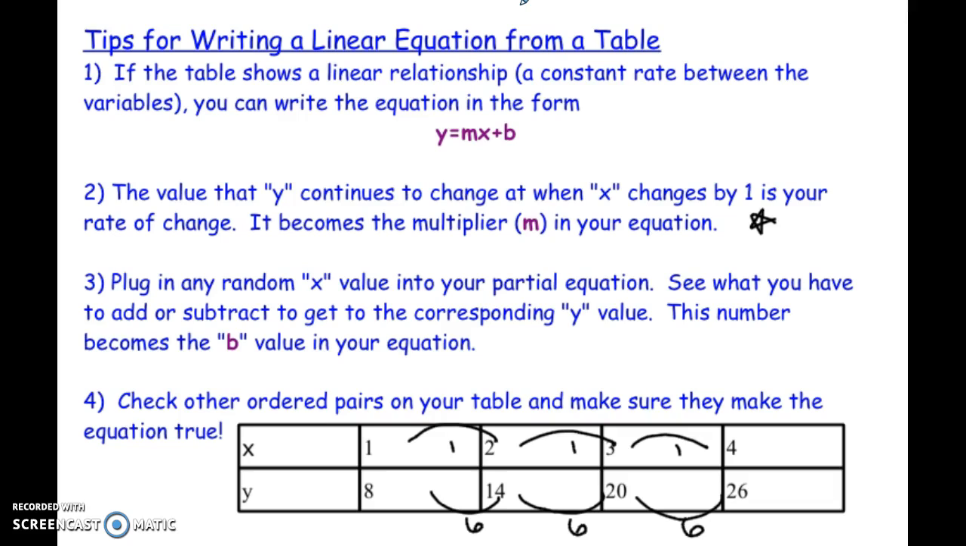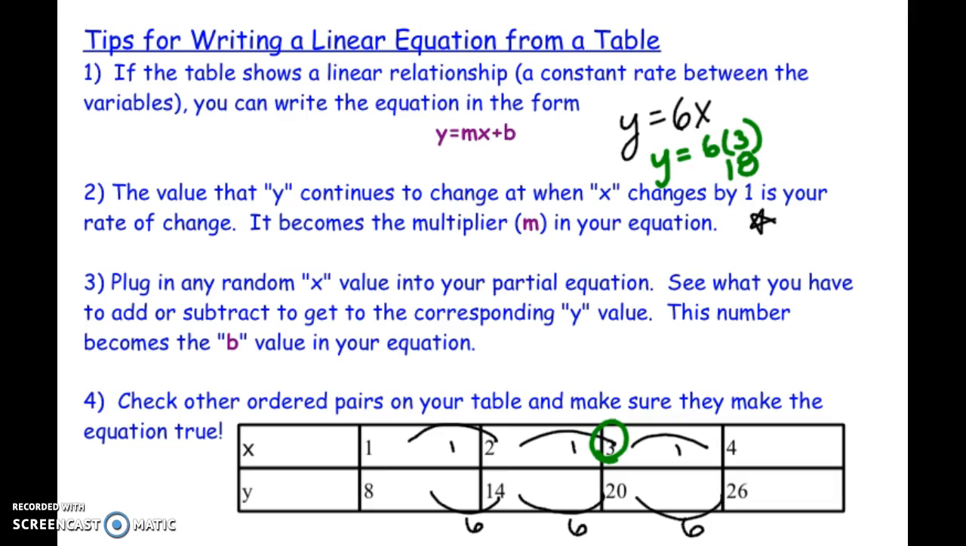We're going to use y equals mx plus b. So in our equation for this particular example, we're going to start out with y equals 6x plus or minus something. Then you take any random x value that you see on your table. For instance, I see this 3, and I'm going to put it into my equation. So y equals 6 times 3. I typically do this mentally, but I'll write it out for you. So y equals 6 times 3, that's 18.